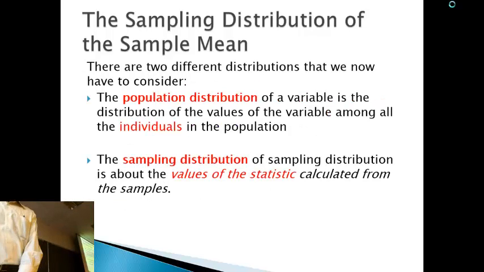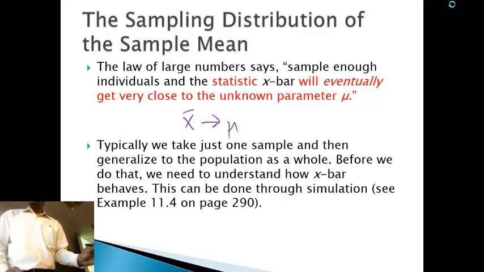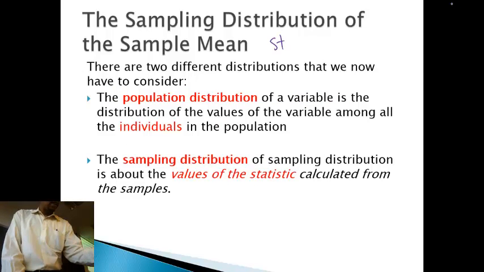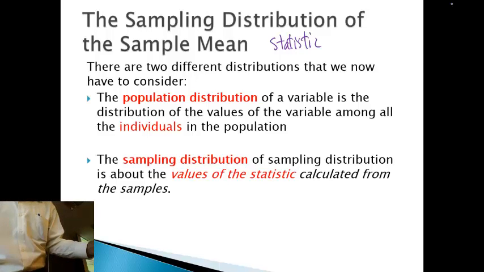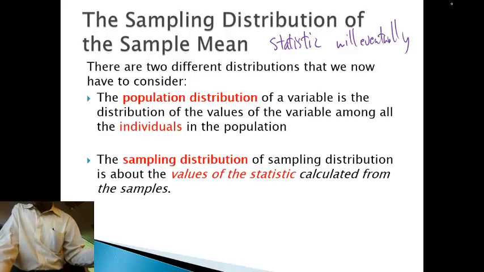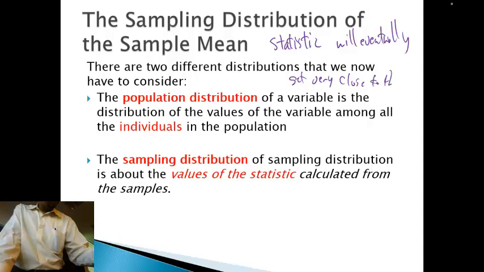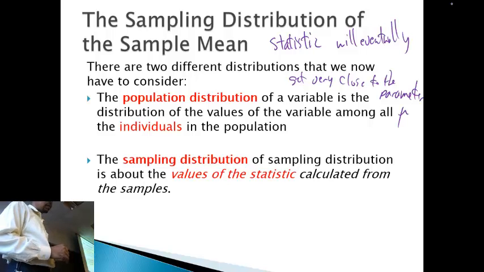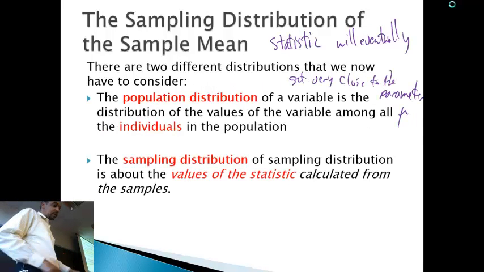All right, and then now let's kind of go on to this piece. Oh, well, I'll go back. Maybe you guys still jotted it down. So, the statistic will eventually get very close to the parameter mu. Okay, so that's going to help you fill in the information that you need on that page. Okay, so we'll leave this slide up there for a little bit.